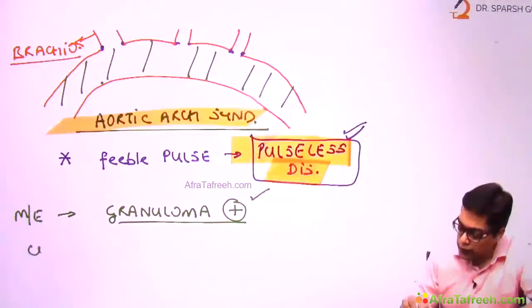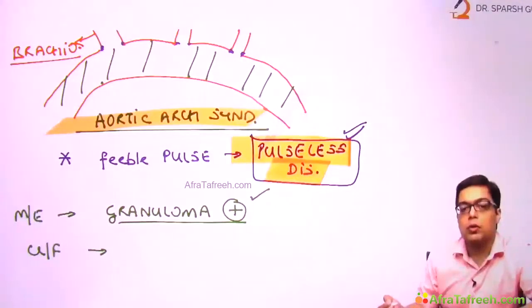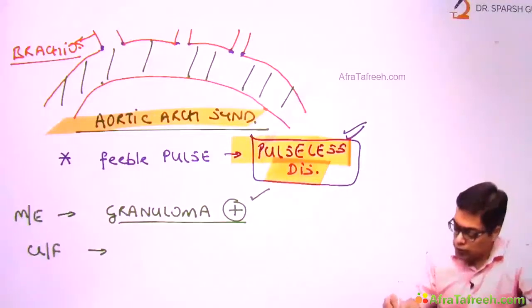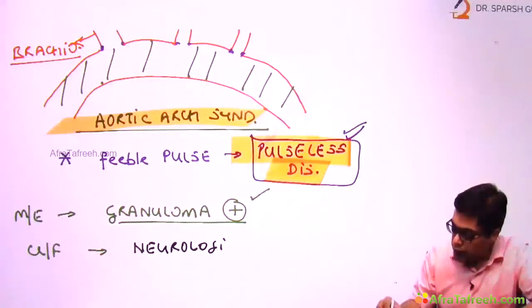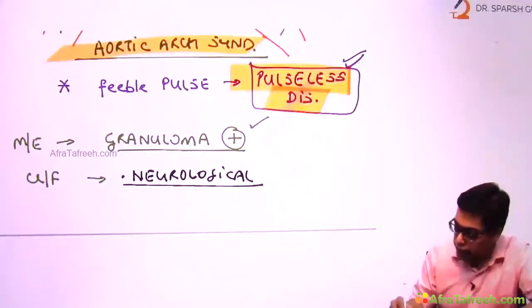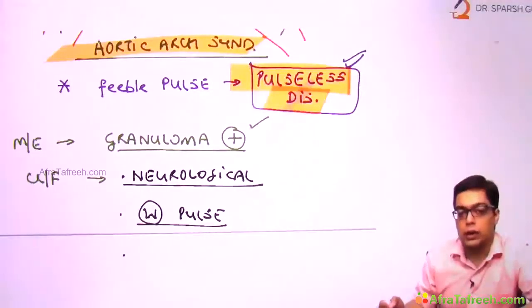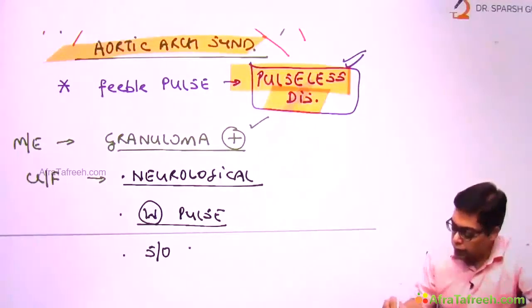If we try to understand the clinical picture of these patients, they have involvement of the common carotid and the subclavian vessels. So these patients are going to develop neurological manifestations, because less blood is going inside the brain. Patients are going to develop a weak or feeble pulse. And at times, because of involvement of the internal carotid artery, patients are going to have sudden onset of blindness.